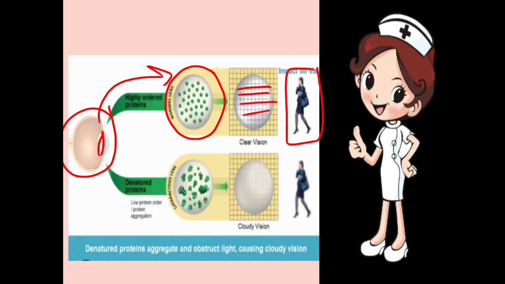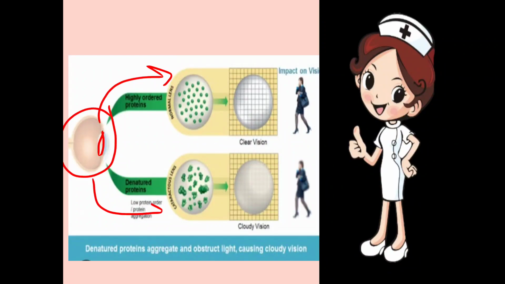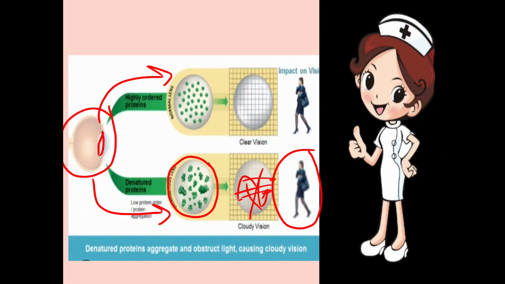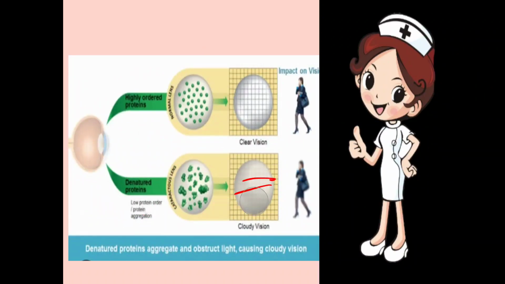You can notice that these checks are clear. But in case of the cloudy lens, denatured proteins are there. The proteins are clumping up, they are attaching to each other. They are not arranged in an orderly manner. Due to this unordered arrangement, the check is not clear, which means the clear image is not formed on the retina. In this way, clumping of proteins takes place, due to which the clear as well as the sharp image is not formed on the retina, and this becomes the reason for age related cataract.